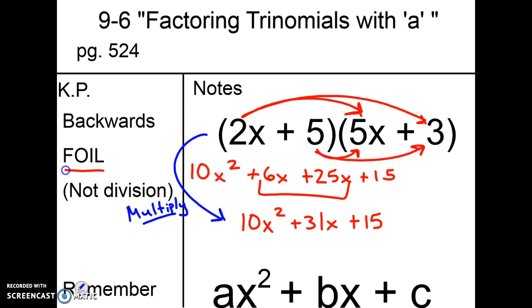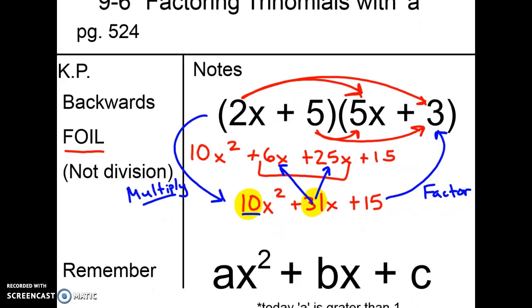And now today we're going to be going back this way, and this is what we call factoring. This process is difficult for a couple of different reasons. First of all, we have this number out front, this 10, and this 31 is a number that we actually have to split up into these two numbers. But our a term out front complicates that from time to time.